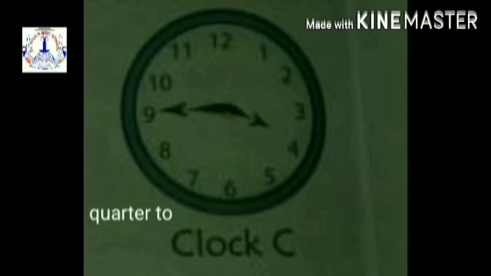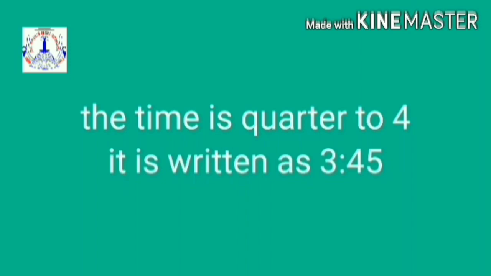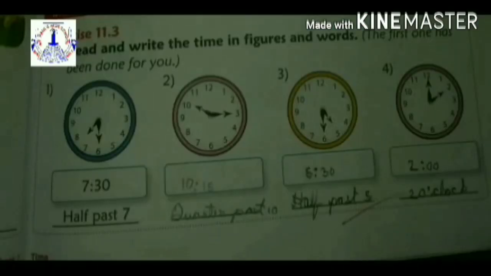Now how to read quarter to. Now in clock C, the minute hand, which means the long hand, is pointing at 9 and the hour hand, which means the short hand, is pointing between 3 and 4. So children, what's the time? So the time is quarter to 4 and it is written as 3:45. Clear? 3:45. Yes, so children, hope you understood.